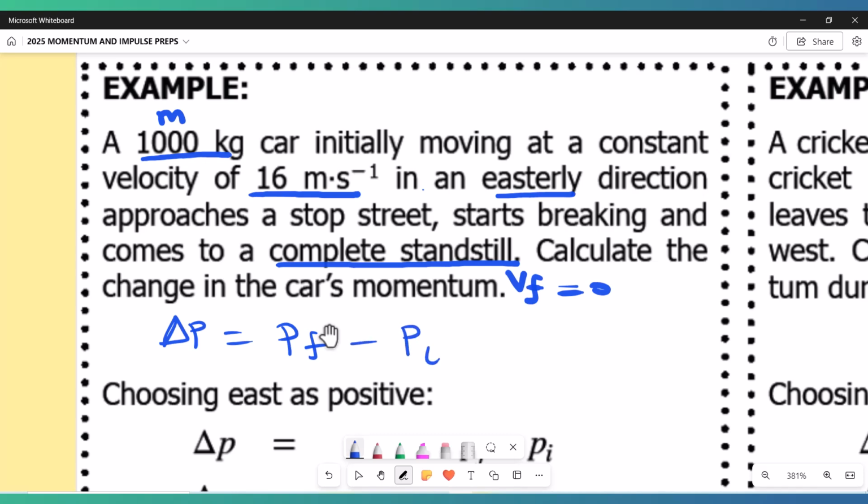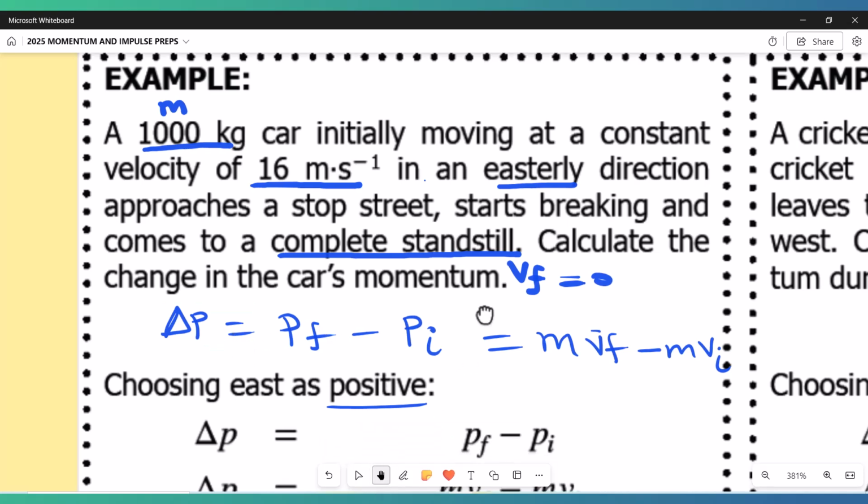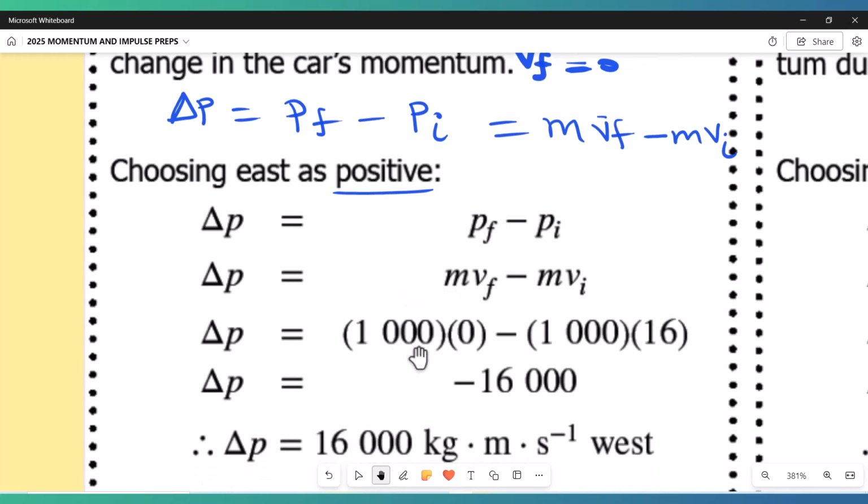Because east is our first direction here, we can choose it to be positive. So choosing east as positive, how do we find final momentum? We use mass times final velocity minus mass times initial velocity. Then we can substitute and get our answer like this. The mass is 1,000, then the final velocity was 0. What about initial velocity? It is 16. Because we choose east as positive, that's why we are putting positive 16 here.